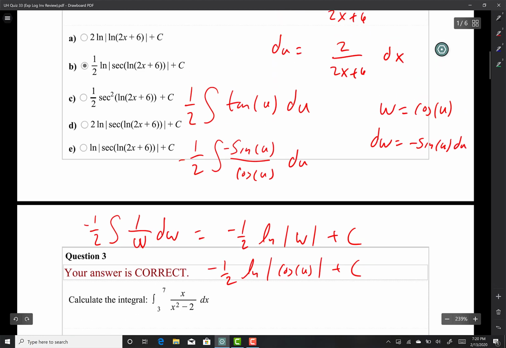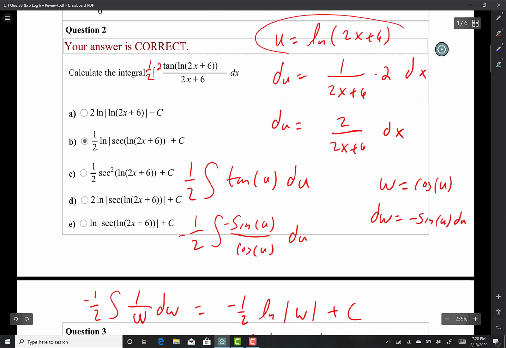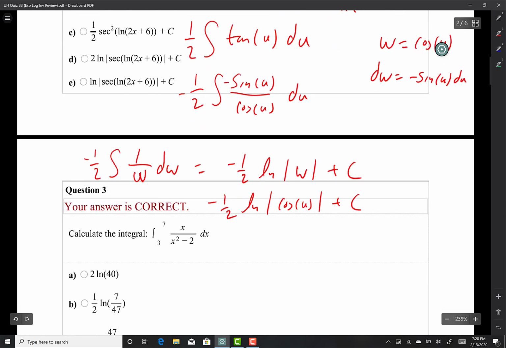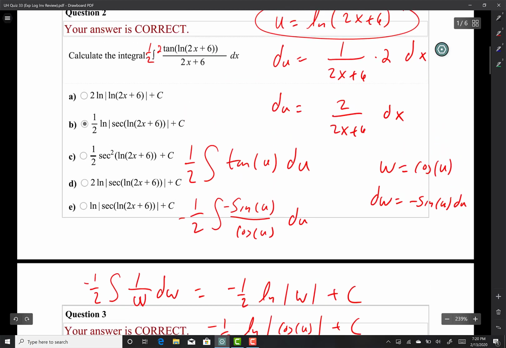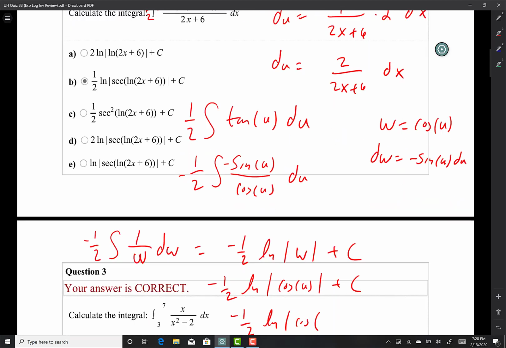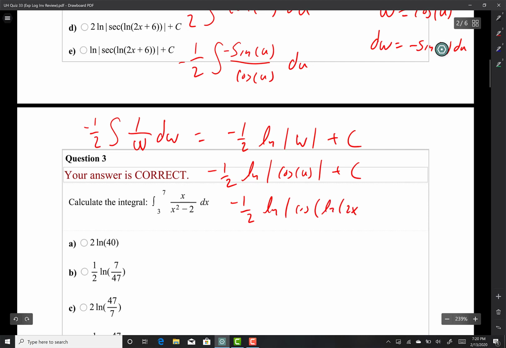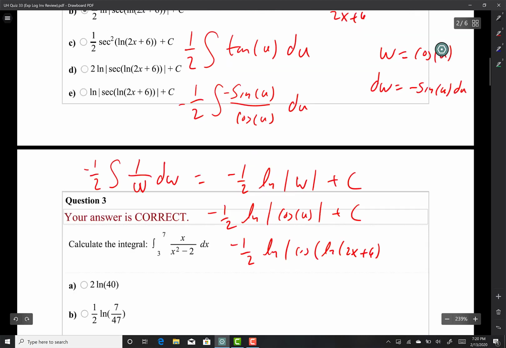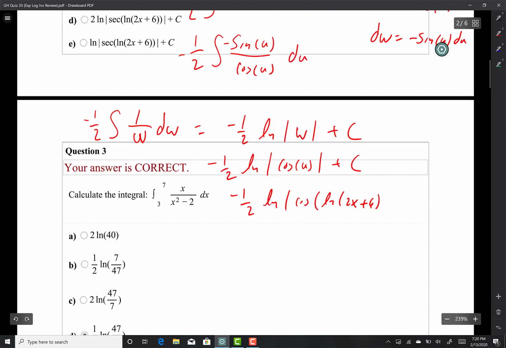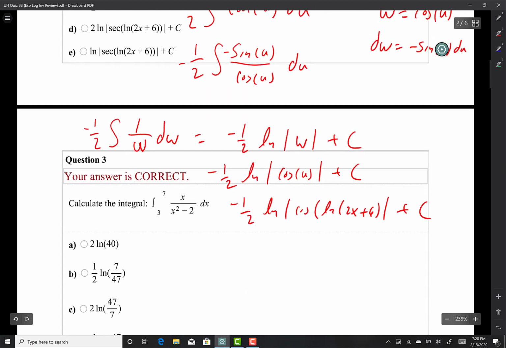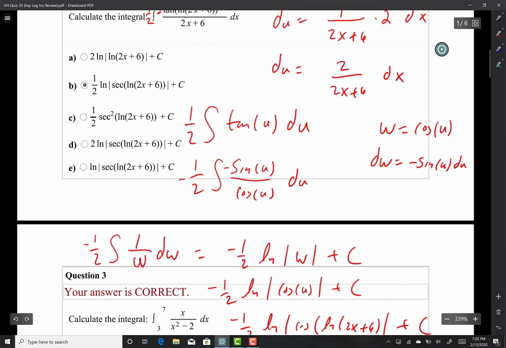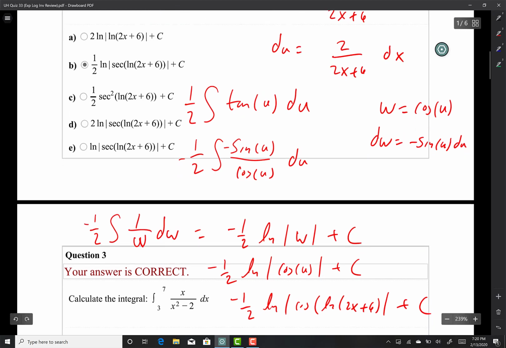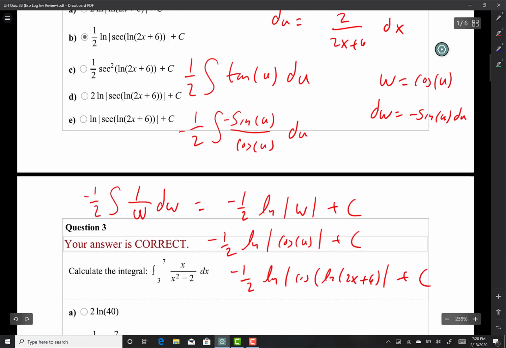And then what was u again? u was all this right here. So negative 1/2 ln of cosine of, what was u? ln of 2x plus 6, close, plus c. And you're looking at it and you're probably like, Chavez, I don't see any of those answers.